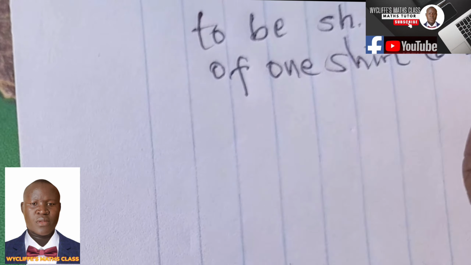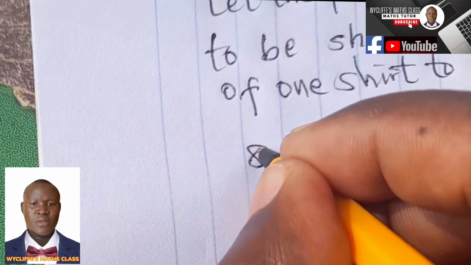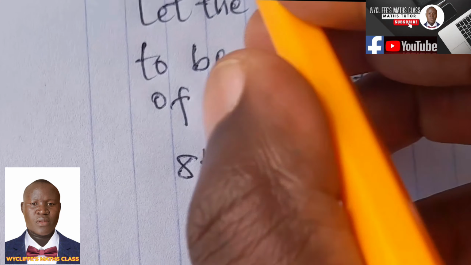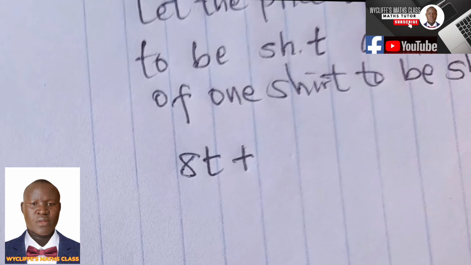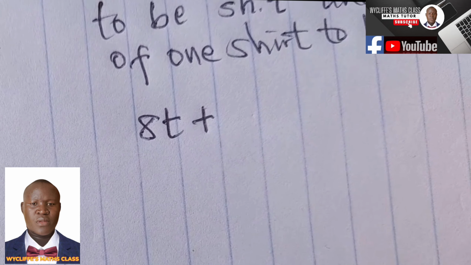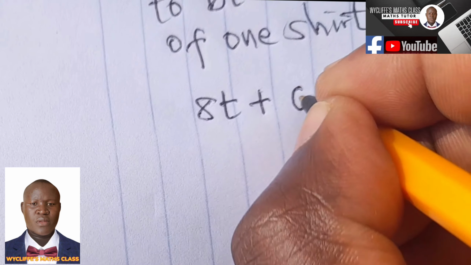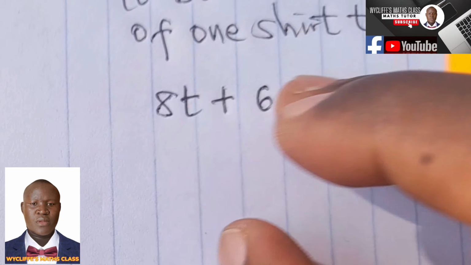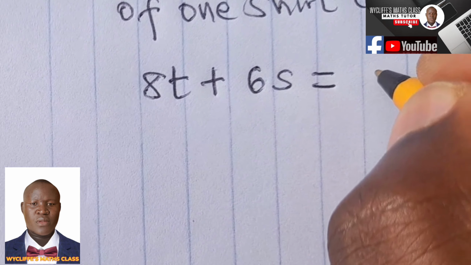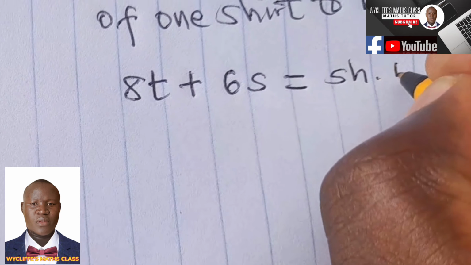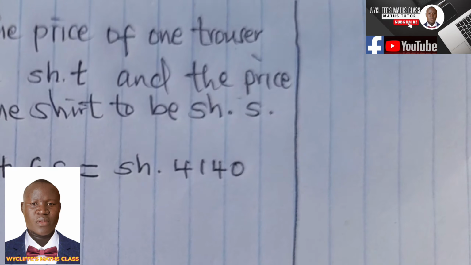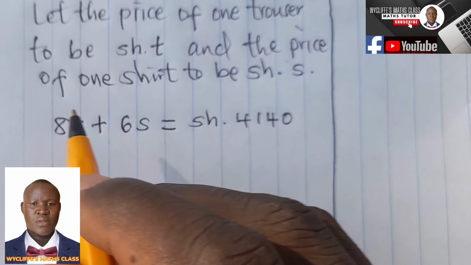Then now the first equation will be 8 pairs of trousers. It means 8 times T, 8T plus 6 shirts. One shirt is S shillings times 6, we shall get 6S. When you add the prices of the two, you are going to get a total of shillings 4,140. So here we go. That's the first equation.